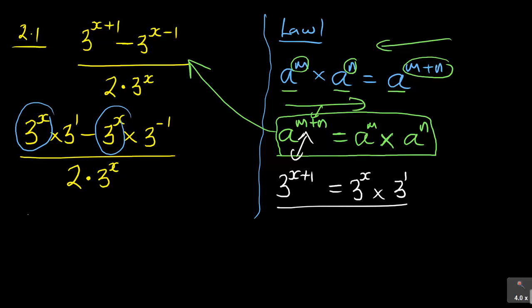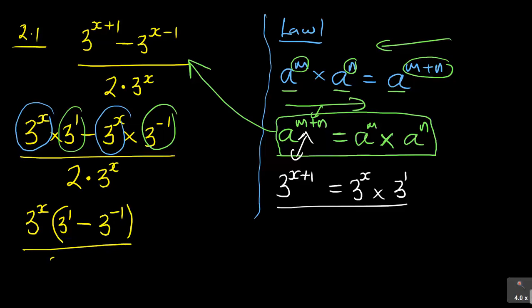So I will have 3 to the exponent x, factorize it. In the first one, what will remain after factorizing will be 3 to the exponent 1 minus, again on the second one, what will remain inside the bracket is 3 to the exponent negative 1, all over 2 dot 3 to the exponent x. Then this will be equal to, at this stage you can see that now I can cancel out 3 exponent x.